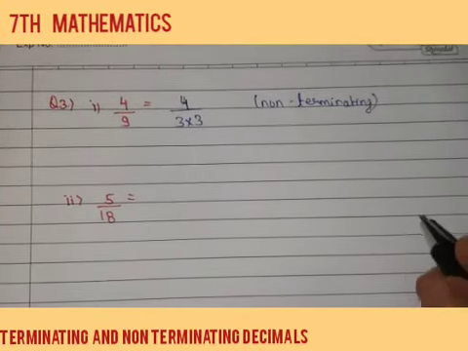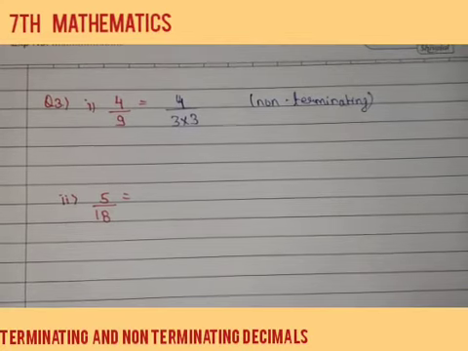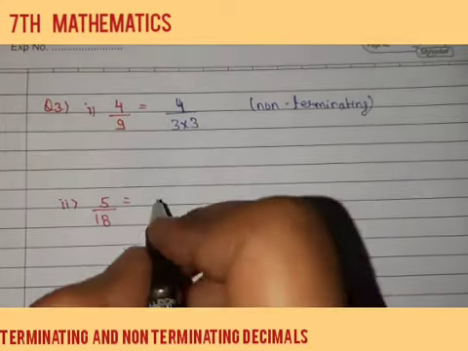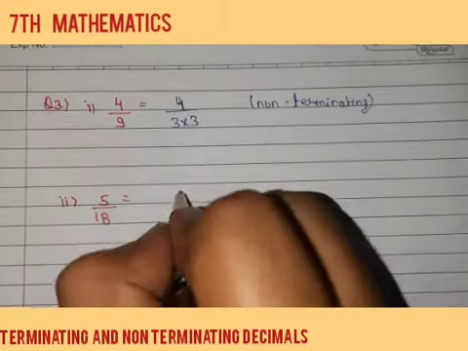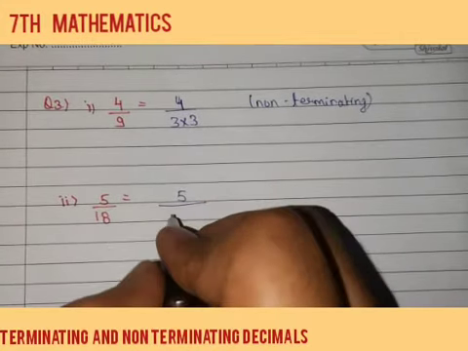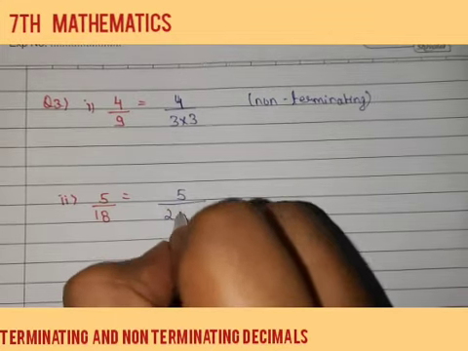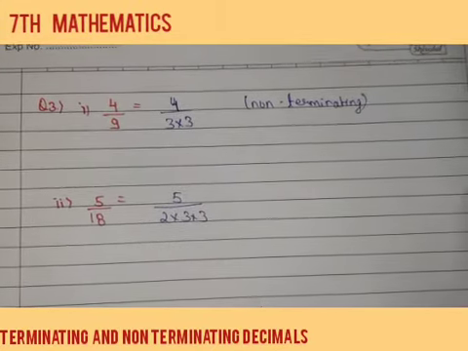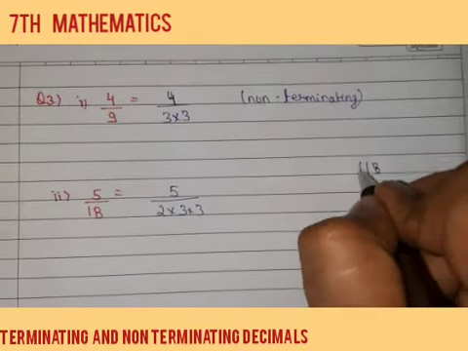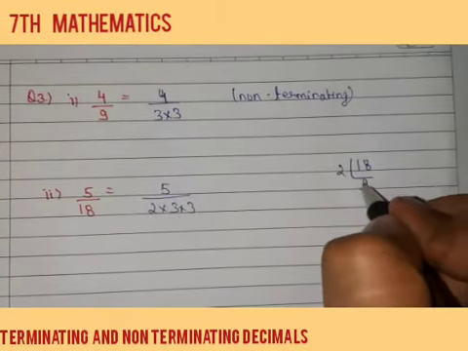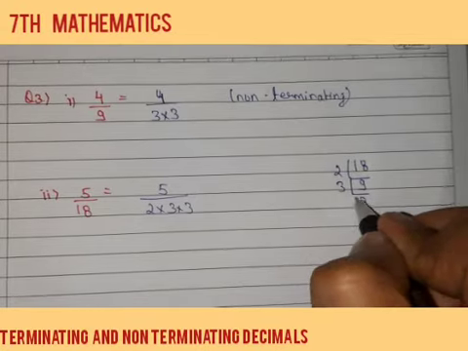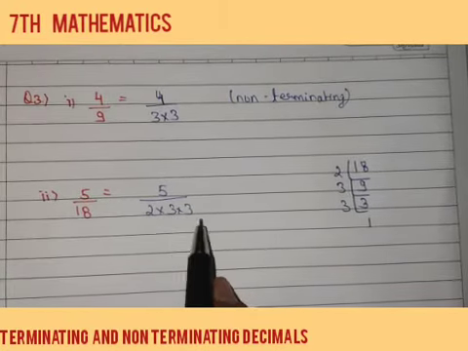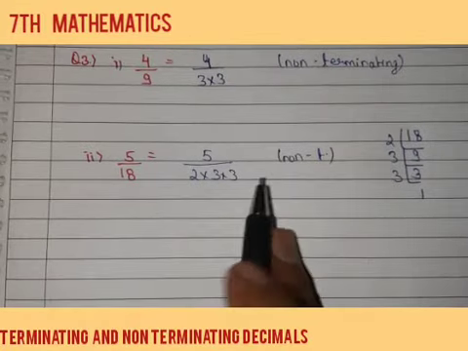Second one, 5 by 18. Although 18 will have the prime factorization of 2 into 3 into 3, we can write 5 upon 2 into 3 into 3. I hope you know how it came. Okay, let's see. 2 into 9 is 18, 3 into 3 is 9, and 3 into 1 is 3. So 2 into 3 into 3. So it will also be what?